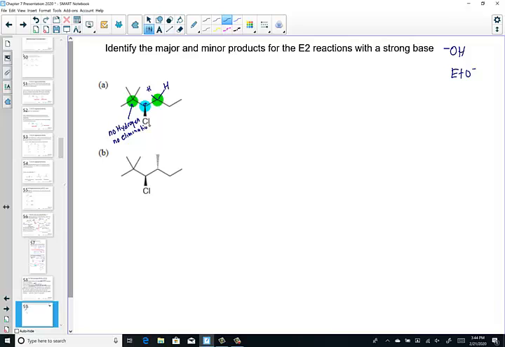That was supposed to be no elimination possible on this carbon because there's no hydrogen. We have 2 beta hydrogens. And when I have that situation, both E and Z are possible. Cis and trans, think of it that way.